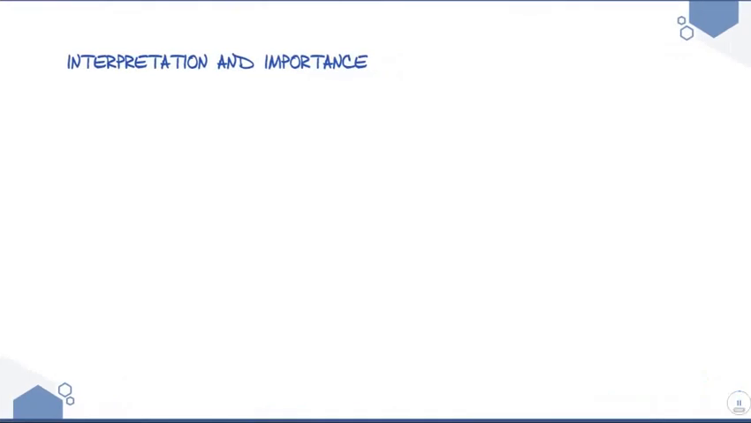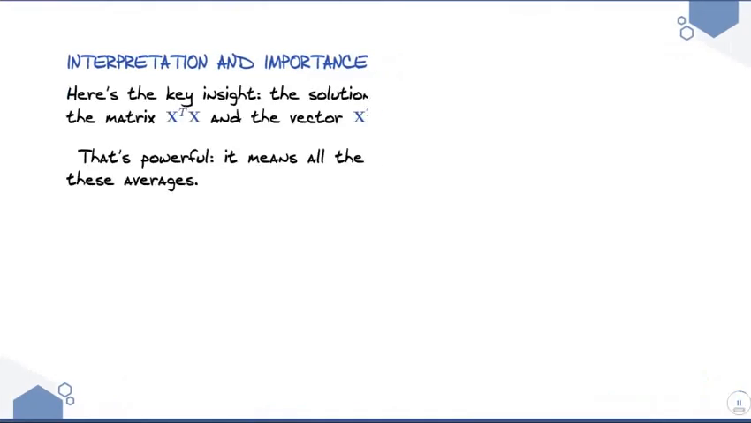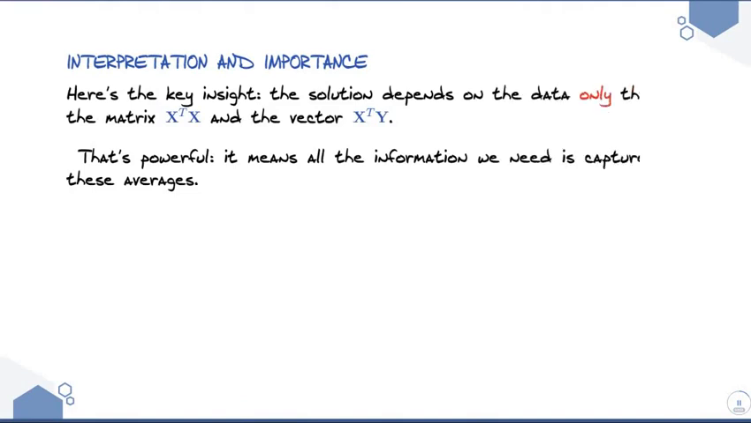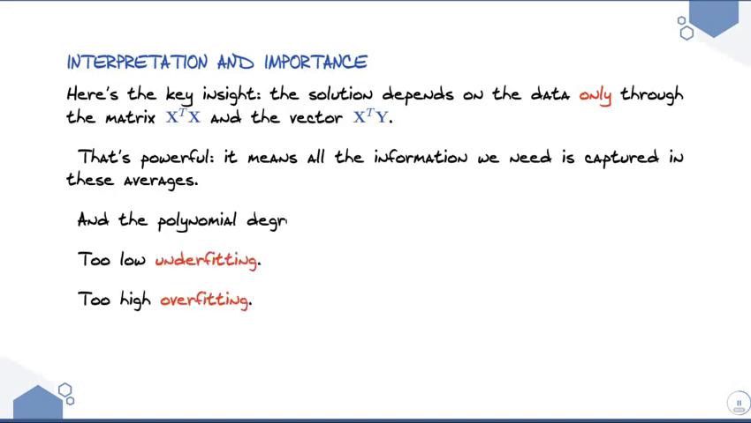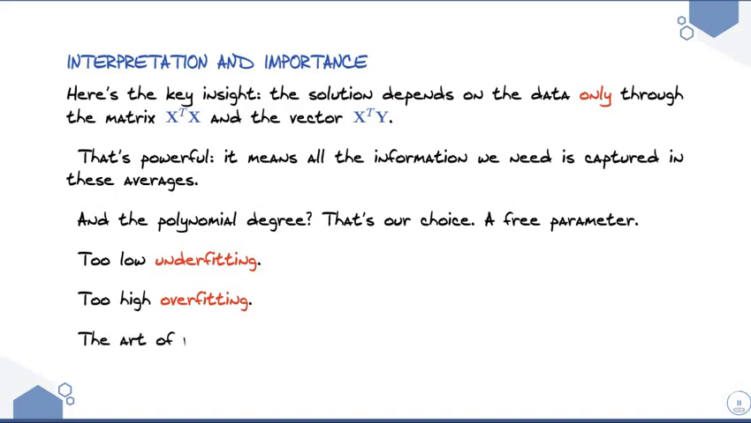Here's the key insight. The solution depends on the data only through the matrix X transpose X and the vector X transpose Y. That's powerful. It means all the information we need is captured in these averages. And the polynomial degree? That's our choice. A free parameter. Too low, underfitting. Too high, overfitting. The art of regression is finding the sweet spot in between.